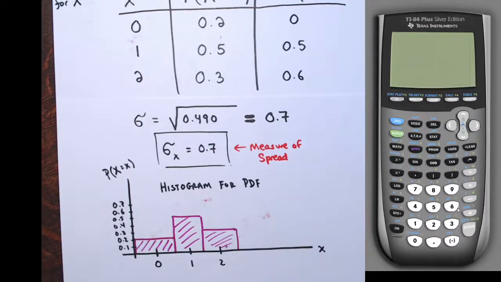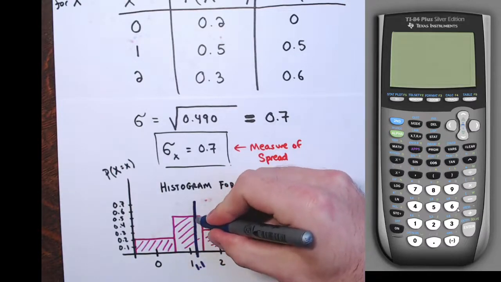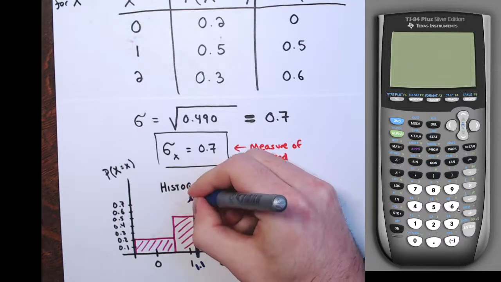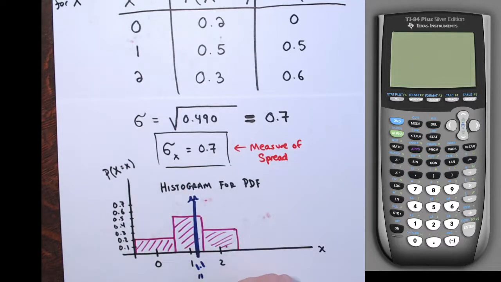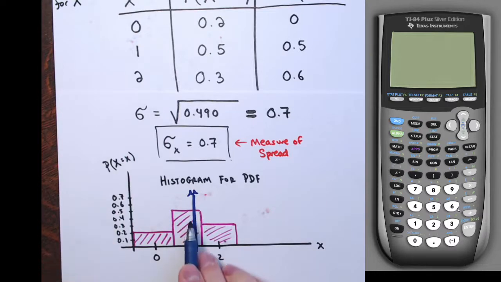All right, and look at this. Here's what we said the mean was. Remember that mu was 1.1. Here's 1.1 on the horizontal axis. Here's where the mean is. You see how this is kind of in the peak, the center of this histogram here.